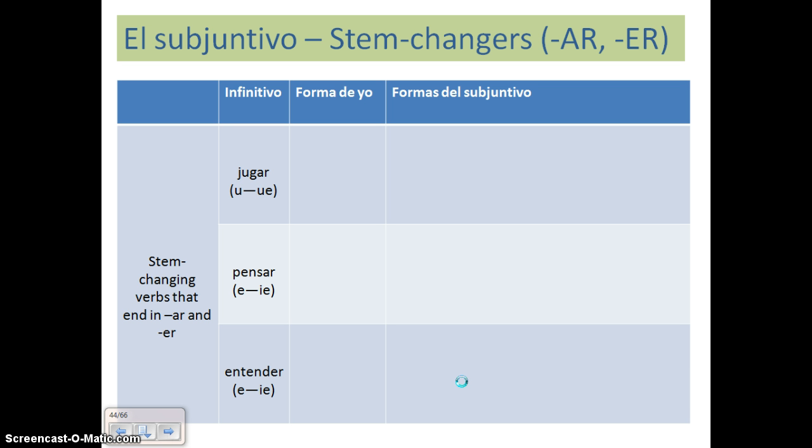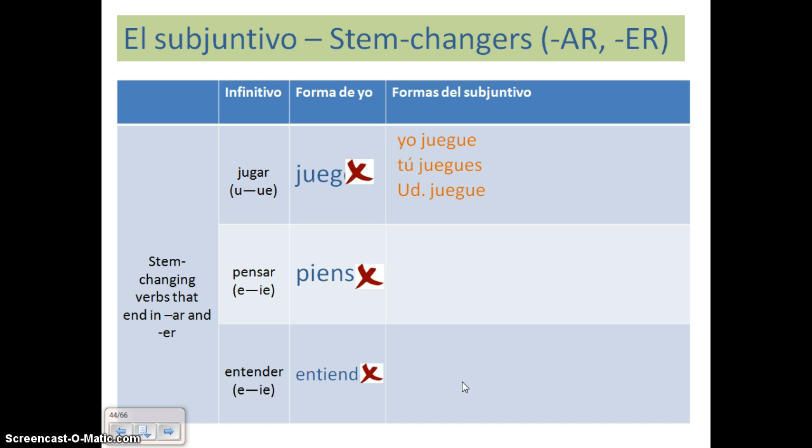Some examples are jugar, yo juego. Notice that that's also a GAR verb, so we're going to later on see a G to GU as well in that conjugation of the subjunctive. Pienso, entiendo, I'm going to drop that O, and I'm going to add the opposite endings again. Once again, G to GU for jugar. Yo juegue, tú juegues, usted juegue, juguemos.